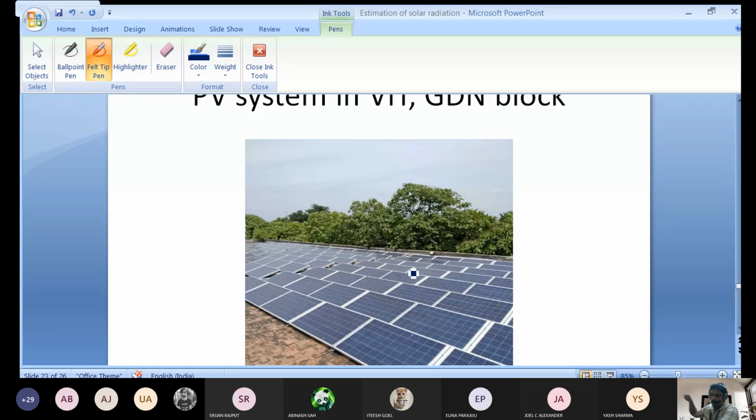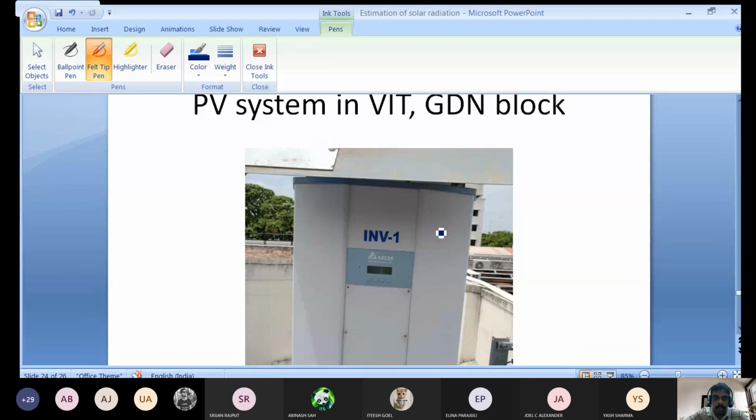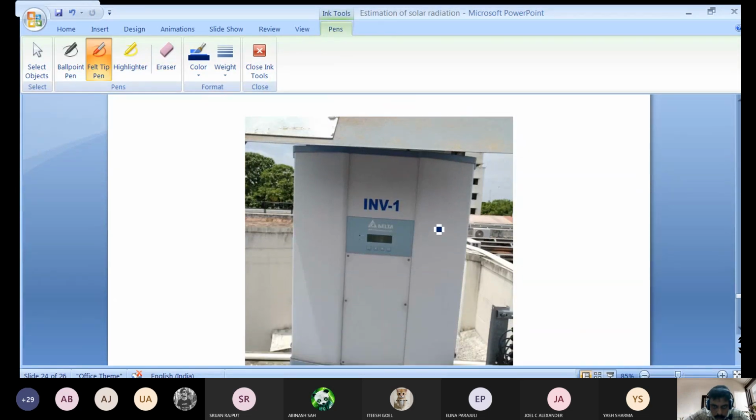So in our case, we have so many solar panels. This is only a small portion. Okay, in the GDN building itself, more than 350 to 500 panels are there. Make is Tata make panel. Each panel 200 watt peak like that. So this is the inverter for it. Can you read the instantaneous power generated?